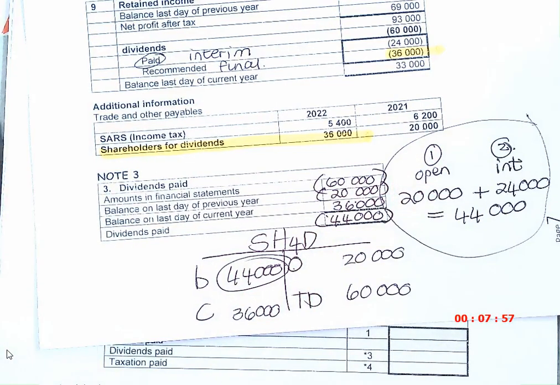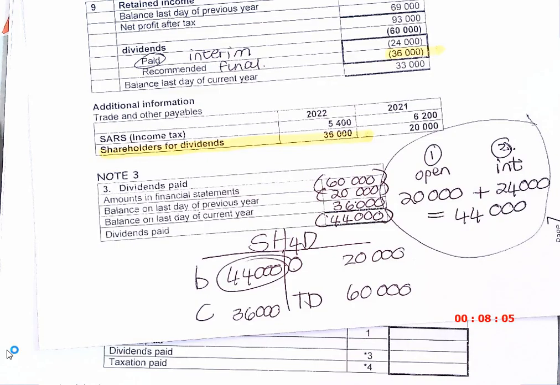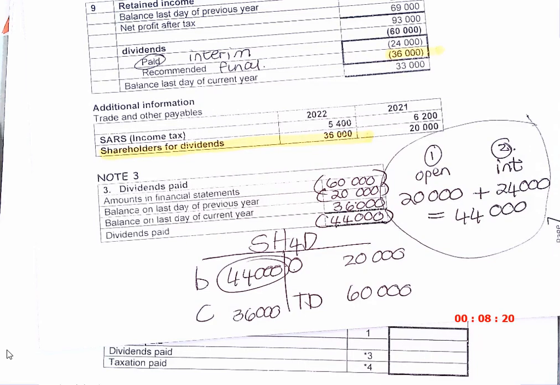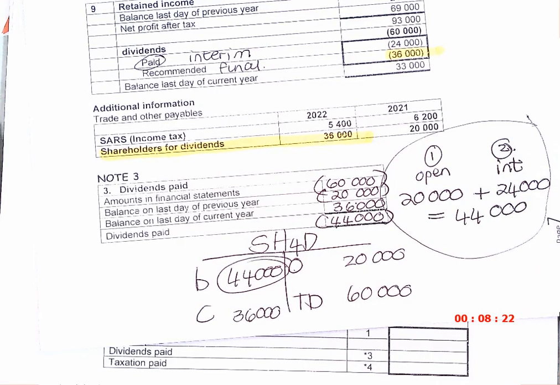So I'm saying to you again, you choose your method, because they are going to ask you to calculate the dividends paid, or they're going to give you the face of the cash flow, and you need to fill in the 44,000. They are not going to tell you you have to do the T of shareholders or you have to do this method. It's your choice. Okay.